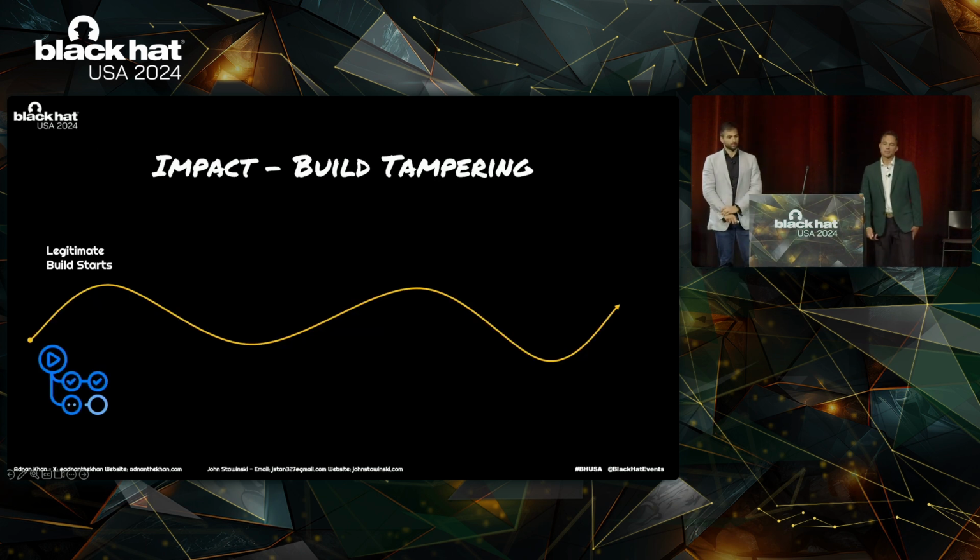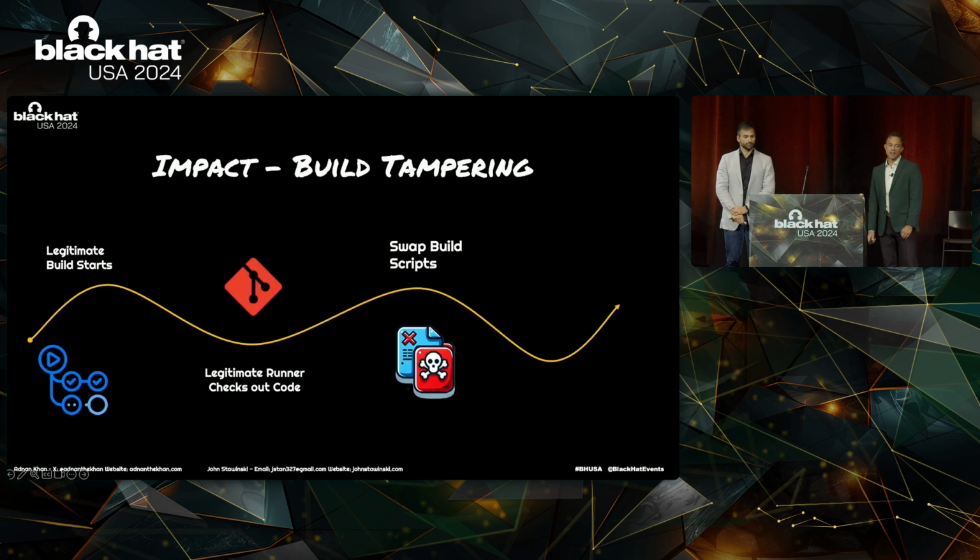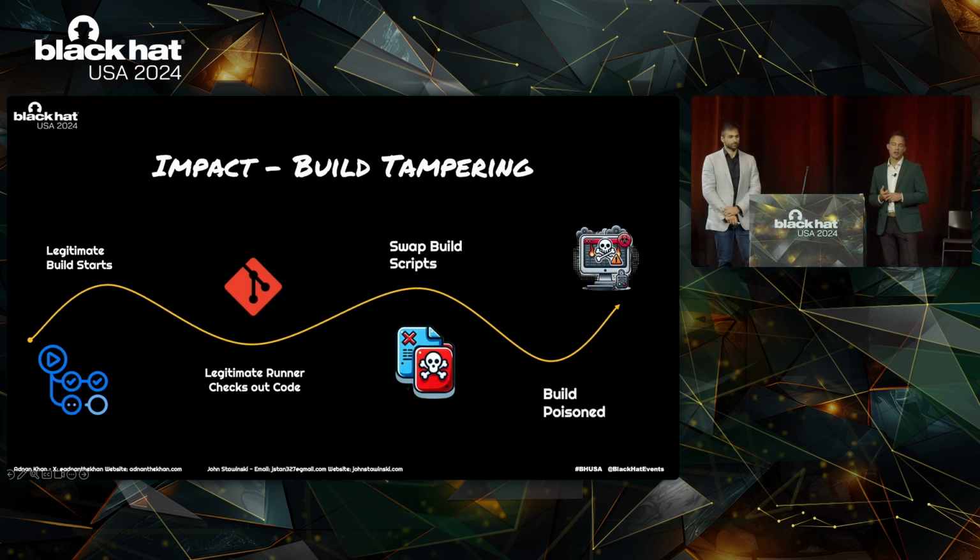Another potential impact is build tampering. So when a legitimate build starts, the runner that we now control checks out code. And then what you can do is just swap build scripts during runtime. So you can add your own malicious code to this build script. And what will happen is any artifacts produced from that build will now be poisoned. They'll have your own malicious code. And anyone who downloads these artifacts or uses them will be executing your own code.